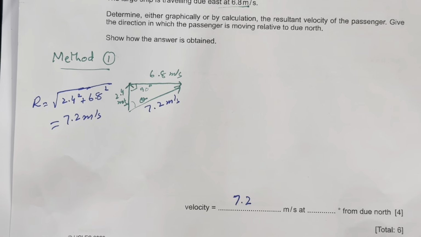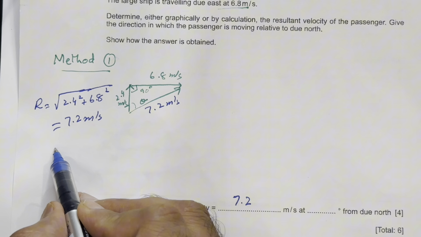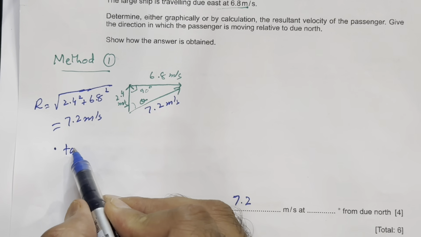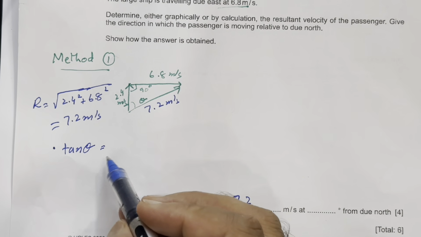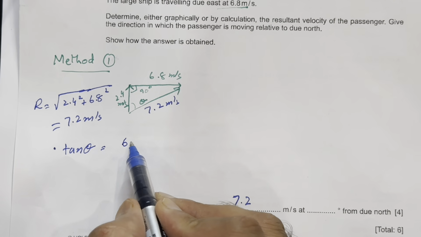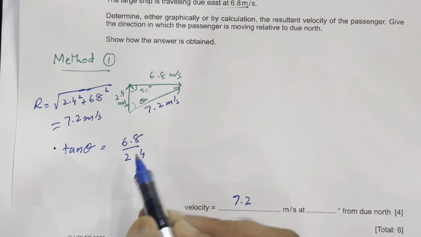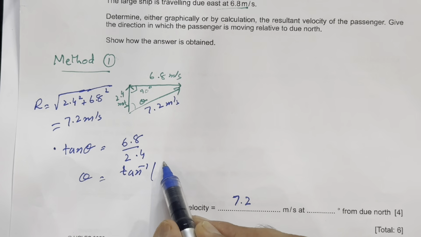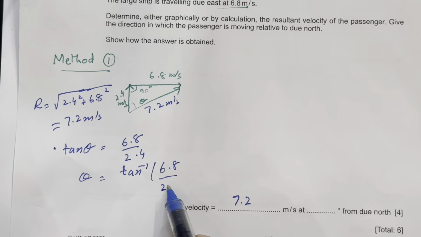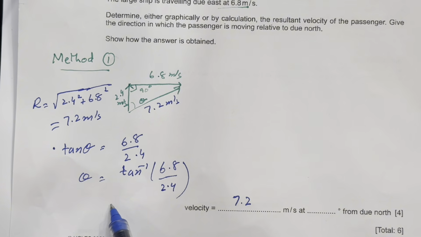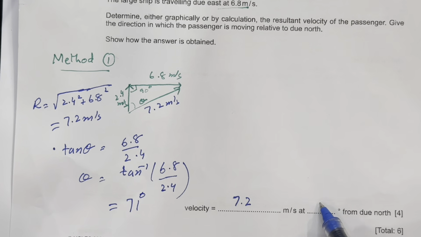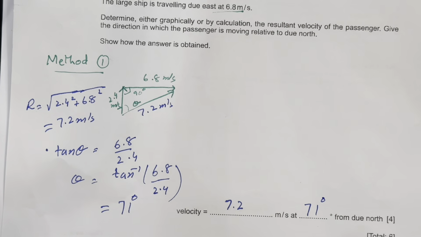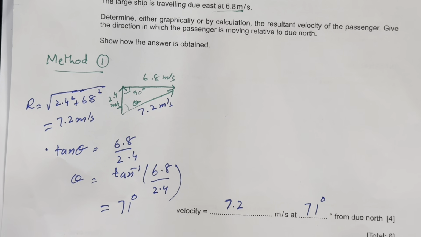Okay, for the calculation part, we're going to calculate the angle like that. Tangent theta is equal to perpendicular over base. Perpendicular is 6.8 and the base is 2.4. I'm going to take the inverse of tangent. Theta is equal to tangent inverse of 6.8 over 2.4, and the answer is going to be 71 degrees. So I'm writing over here 71 degrees. Now this was the simple question. This is how we calculate the result.